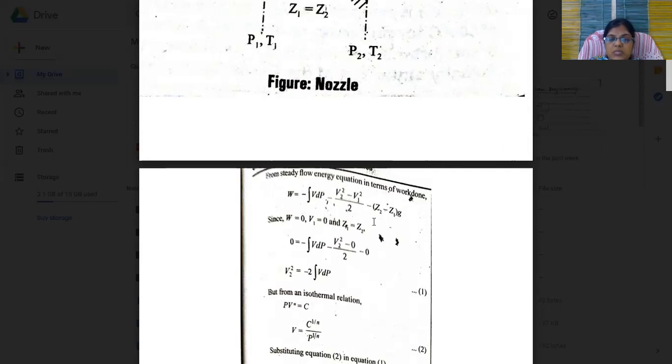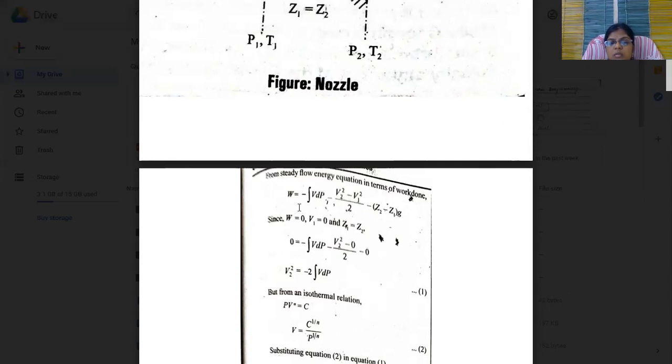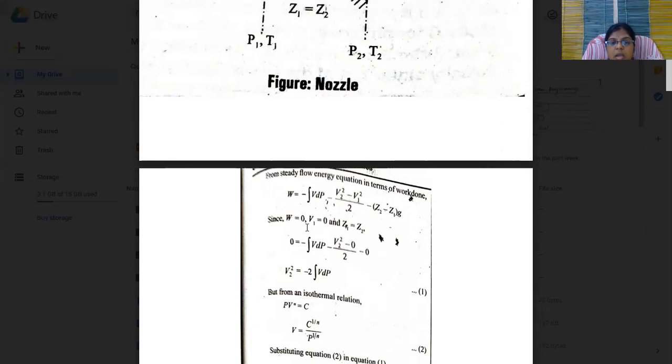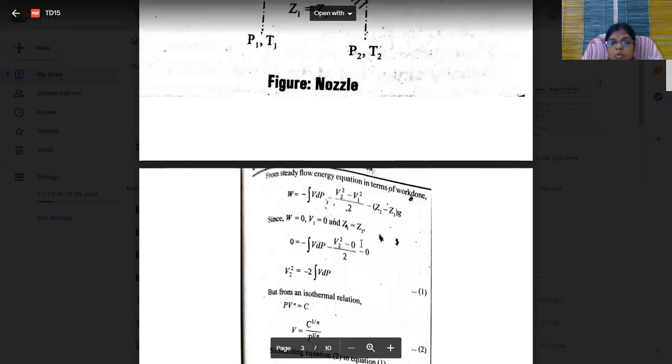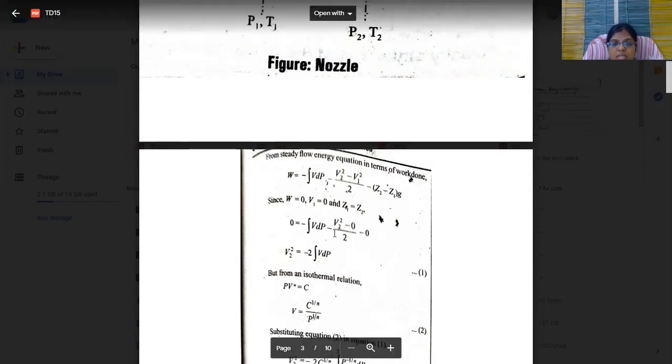H1 minus H2 is replaced with the minus integral of VdP, minus (V2 square minus V1 square) by 2, minus (Z2 minus Z1) into g. Here there is no work done because it is a quasi-static process, and V1 is equal to 0 because at the starting point of the nozzle the velocity is negligible, and Z1 is equal to Z2. So put those values here, and we get V2 square is equal to minus 2 into integral of VdP. We call this equation 1.